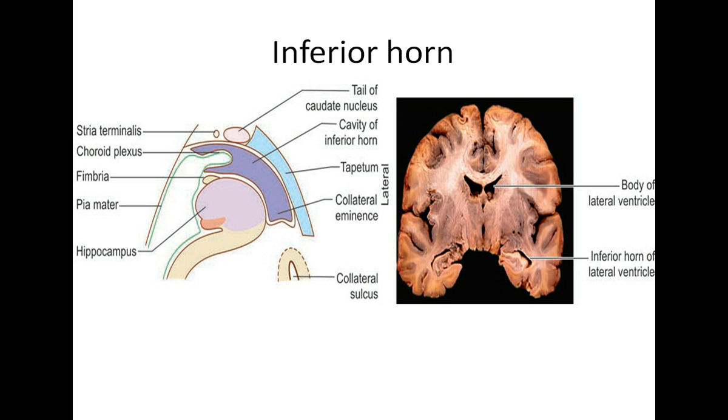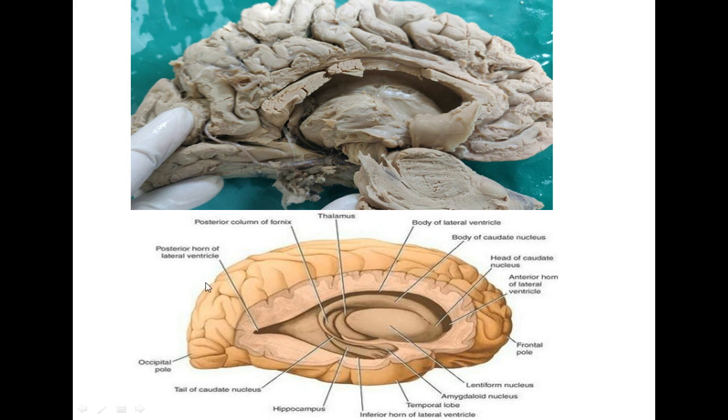Anteriorly, you can see the tail of the caudate nucleus and the stria terminalis, and these are in relation to the amygdaloid complex, which lies in the most anterior part of the roof. Here this one is the body of the caudate nucleus, this is the tail of the caudate nucleus. These structures continue to the amygdaloid complex.